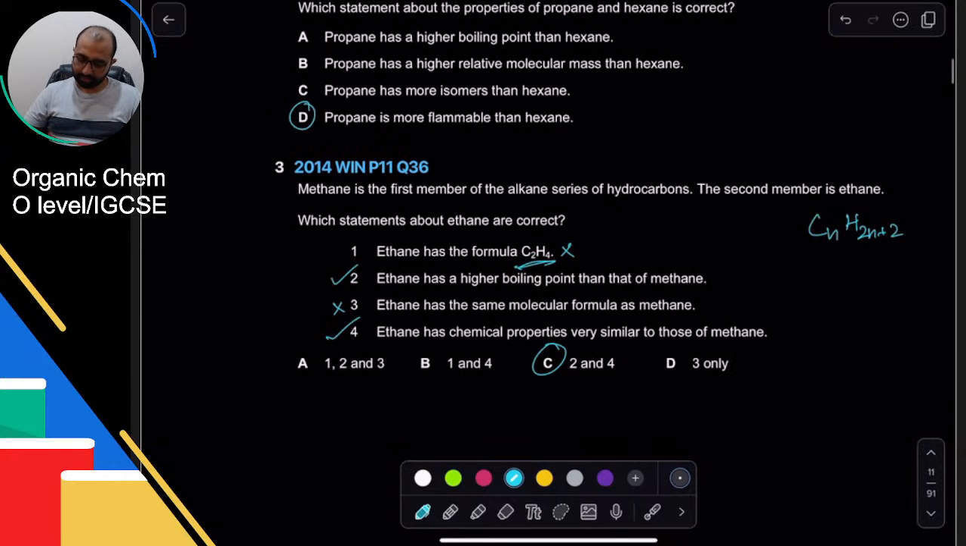Question number 3, you said ethane has higher boiling point than that of methane. They are the same homologous series, so we see trends in physical properties. Methane will have lower boiling point, ethane will have higher boiling point. So that's why this one is correct.